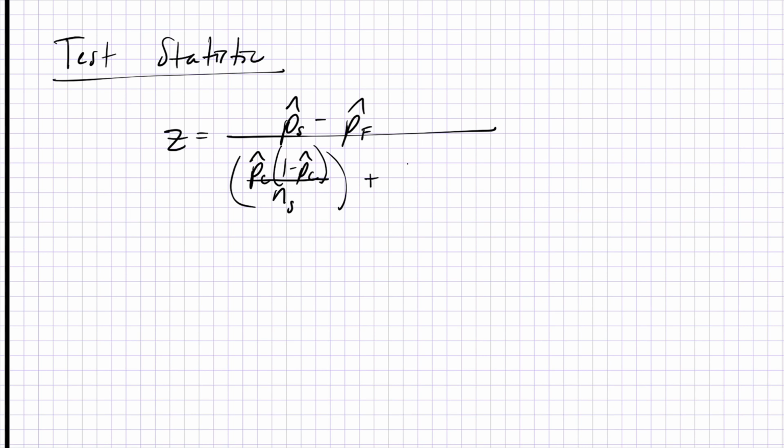Plus p hat c times 1 minus p hat c over n f. Take the square root of that guy. Okay. That defines what test we're using. That's our label for what test we're using.